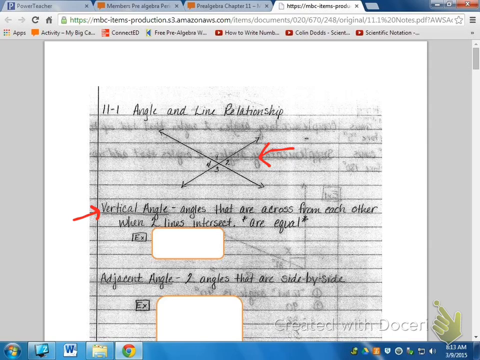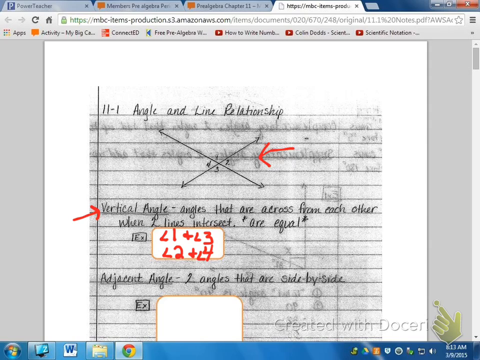So let's see, we've got two sets of vertical angles from this picture. Can somebody name one set of vertical angles? They're angles that are across from each other when two lines intersect. So what would one set be? Morgan? 1 and 3. Right, so one set, angle 1 and angle 3 are vertical. And then what would the other set be? Warren? 4 and 2. Angle 2 and 4, sure.